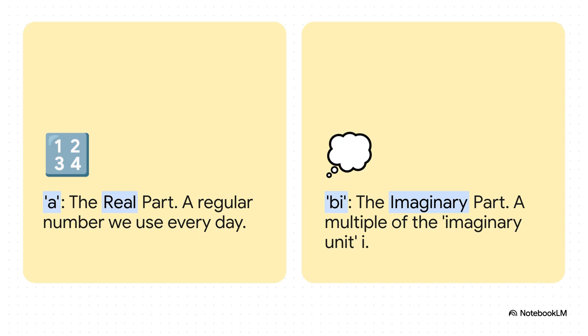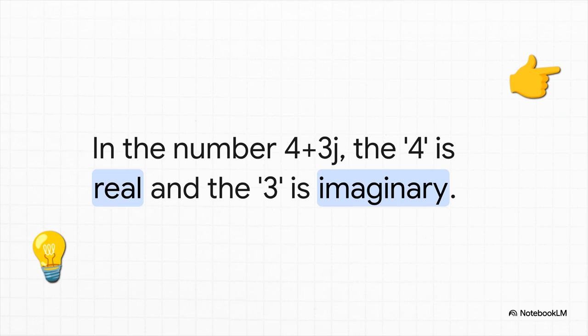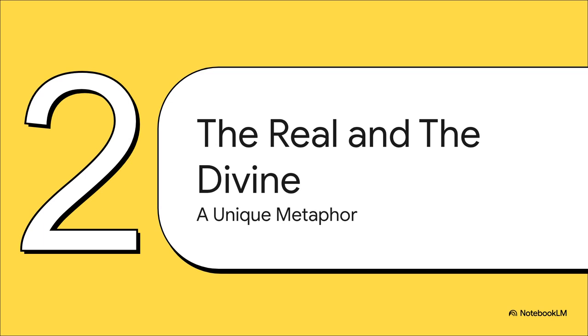That little i stands for the imaginary unit, which is basically the square root of -1. It's a wild concept that just opens up a whole new dimension of mathematics. The lesson gives a great simple example, 4 plus 3j. Oh, and by the way, sometimes you'll see a j instead of an i. That's mostly an engineering thing, so they don't get it mixed up with the symbol for electrical current. But anyway, in this number, the 4 is our solid, real part, and the 3 is our imaginary part. See? Simple as that.